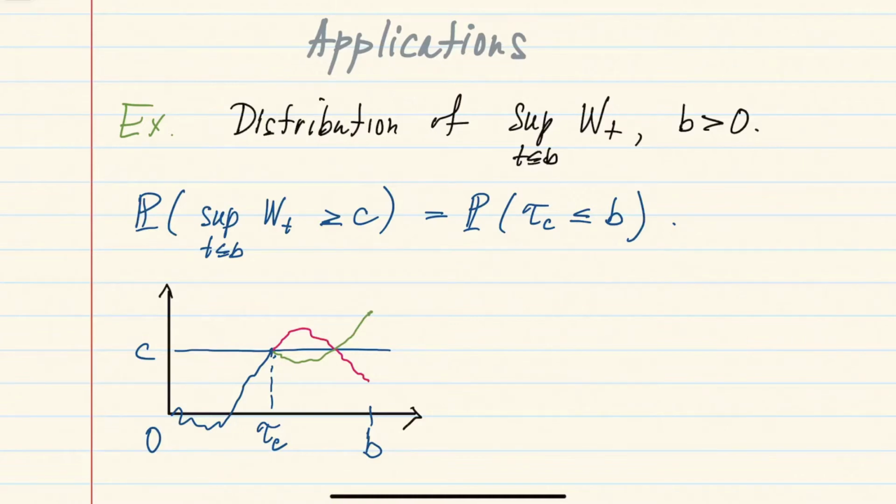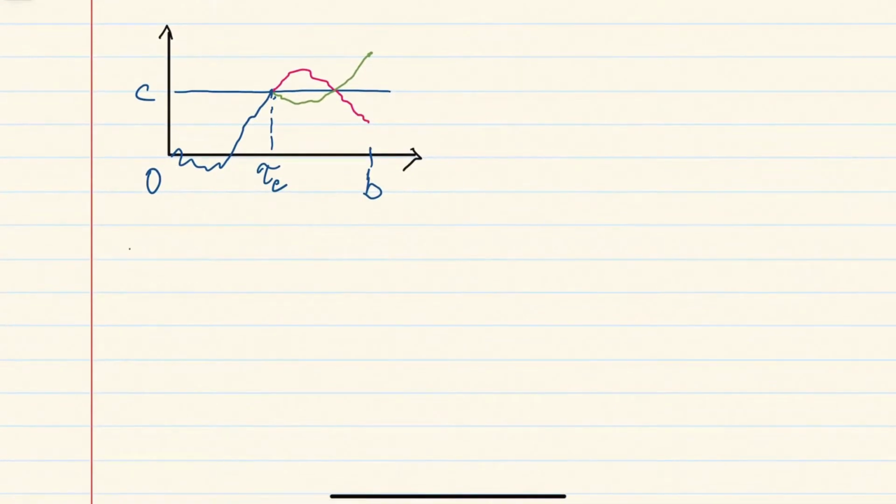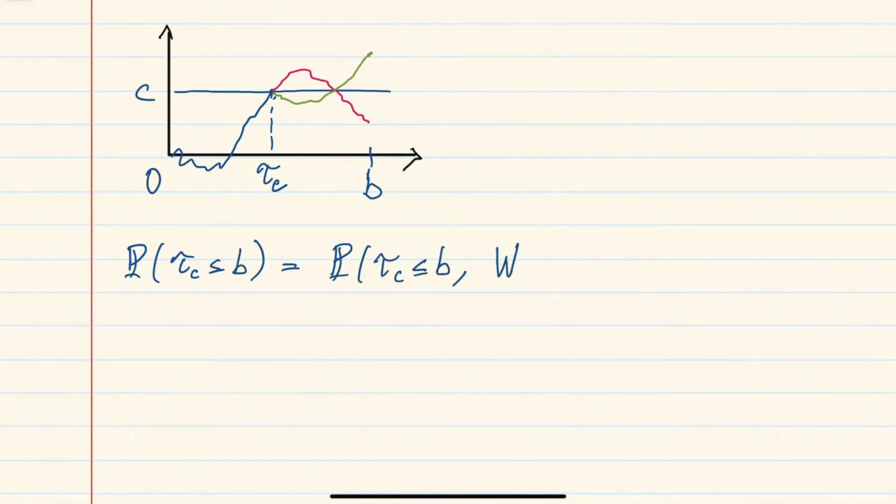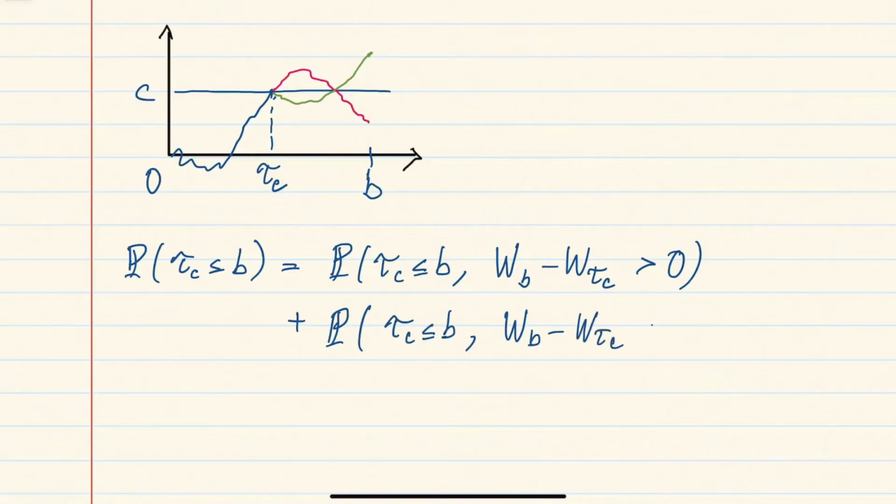Right? So in other words, we are going to split the probability that tau C is less than or equal to b into these two possibilities. So the first one is that the increment of the process after the stopping time up to b, so W_b minus W at the stopping time, will be strictly positive, plus the probability that this increment will be strictly negative. And here I'm excluding the possibility that it's equal to 0, because we'll discuss in a second why that probability is actually 0. And so the reflection principle that we proved says that these two probabilities must be equal.